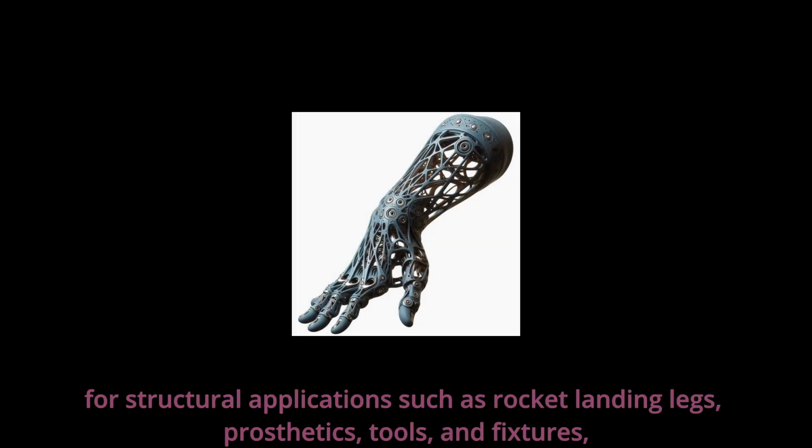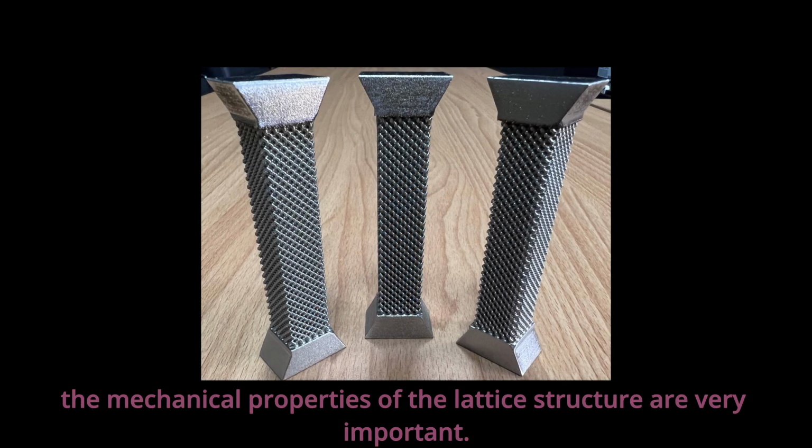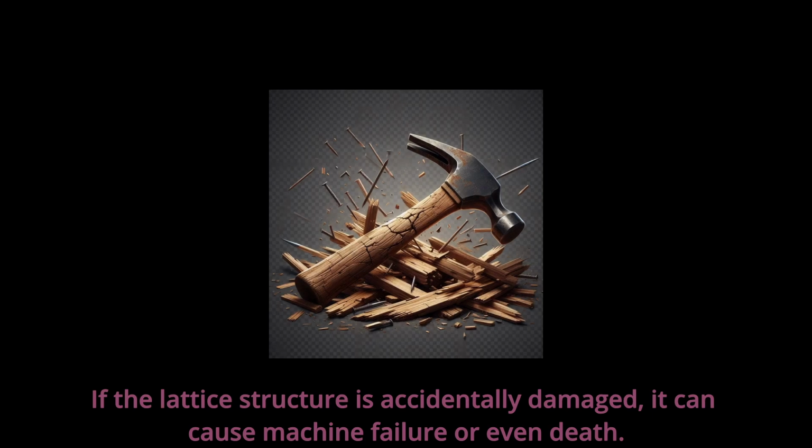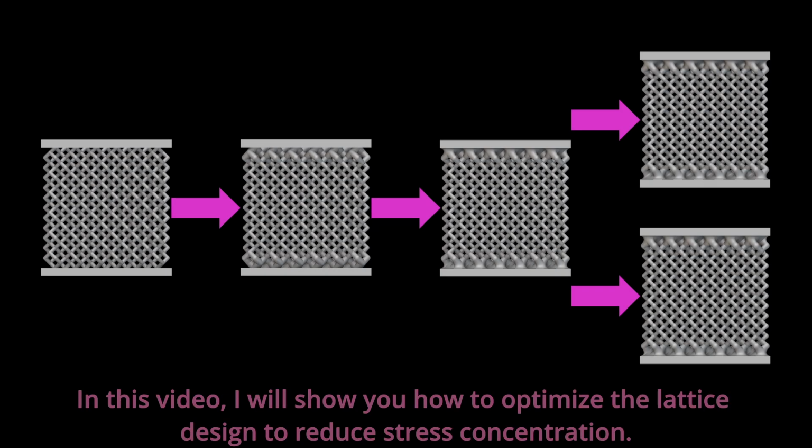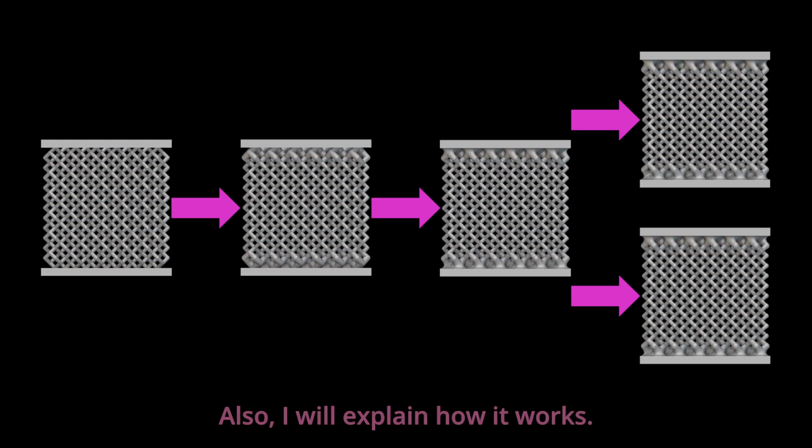However, for structural applications such as rocket landing legs, prosthetics, tools, and fixtures, the mechanical properties of the lattice structure are very important. If the lattice structure is accidentally damaged, it can cause machine failure or even death. In this video, I will show you how to optimize the lattice design to reduce stress concentration. Also, I will explain how it works.